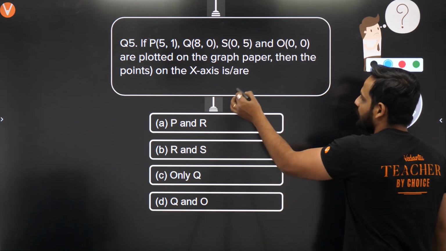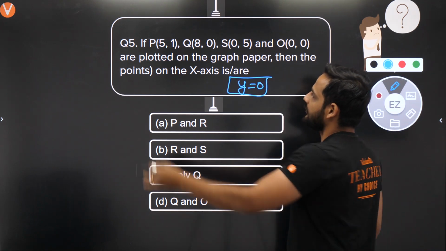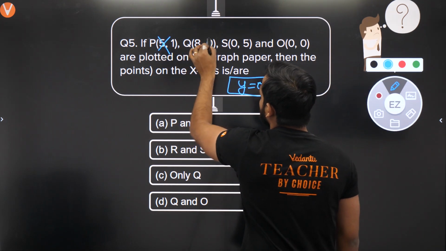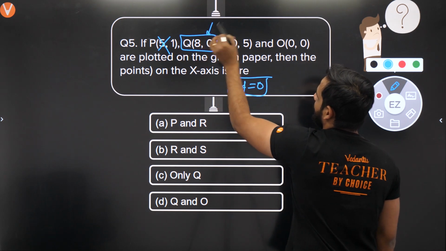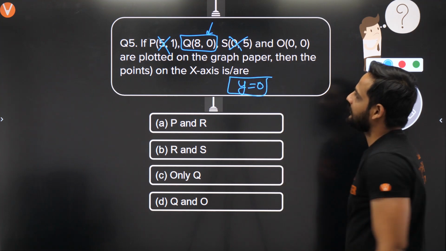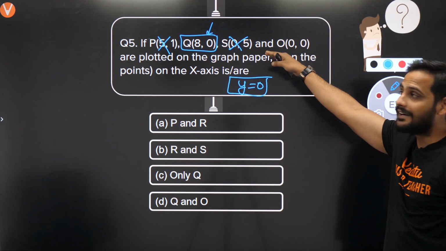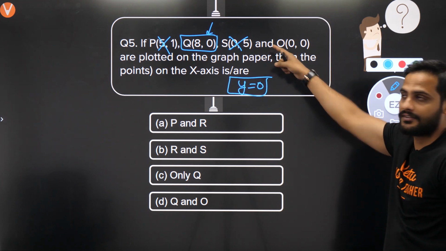That means I know that, sir, y coordinate should be equal to 0. Where is y coordinate 0? In P? No, sir. In Q? Yes, sir, y coordinate is 0. In S? No, sir. In the case of S, beta, you can see S is (0, 5). So I can clearly say, sir, this point will be on y-axis.